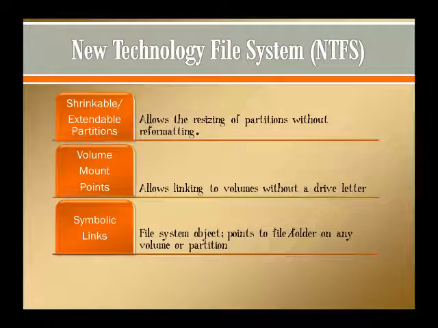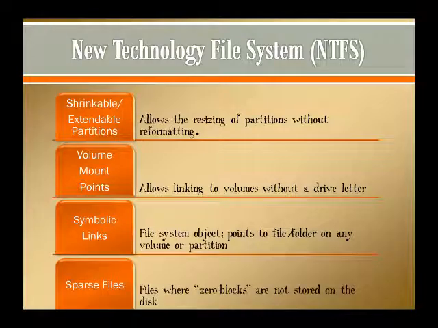Symbolic links. Symbolic links are also called soft links. They were added as support to the Unix-based POSIX applications, or portable operating system interface. This is a file system object, and as you can see, it points to any folder or file on any volume or partition, which is very handy. And the sparse files. Sparse files are where 0 blocks are not stored on the disk. It's basically ignored. So the benefit to that is like virtual machines where it saves disk space. But if you have an application that you're using, it can actually balloon the size of the application. Your disk management will be inaccurate.